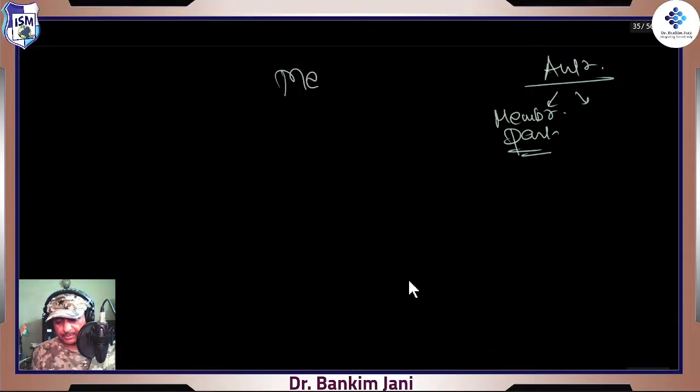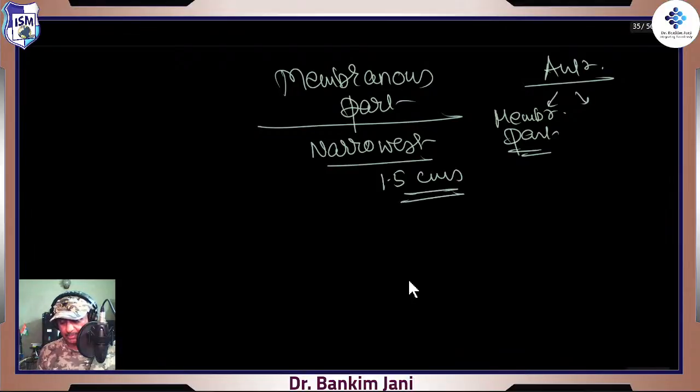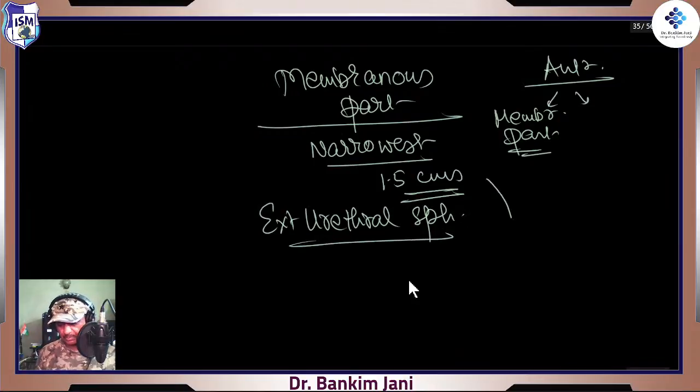So this is the membranous part, and it is the narrowest, about 1.5 centimeters, and this is where the external urethral sphincter lies.